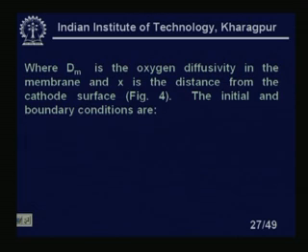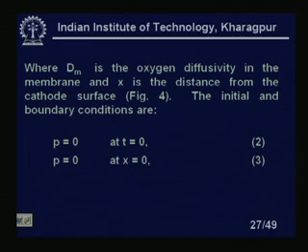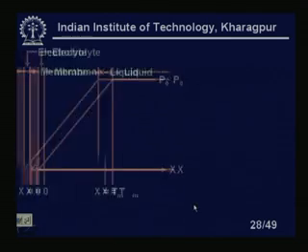The initial and the boundary conditions are P equal to 0 at t equal to 0, initially there is no partial pressure; P equal to 0 at x equal to 0, at the cathode surface there is none; and P equal to P0 at x equal to Tm. Tm is the thickness of the membrane, please note. So, we start at 0 and we end at x equal to Tm.